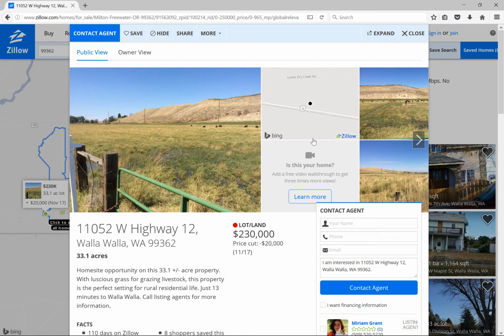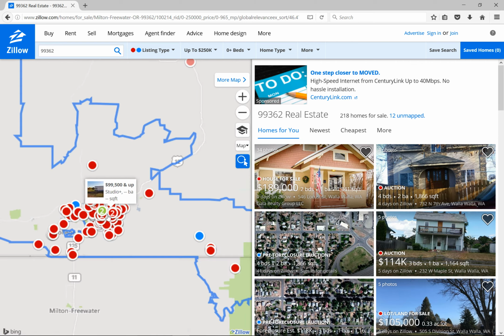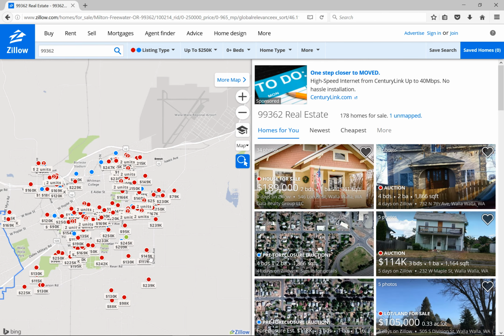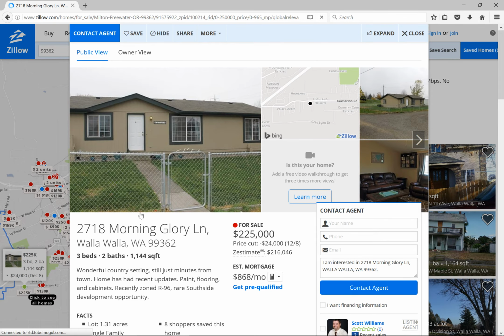It's just a piece of land. 33 acres, though. That's nice. Let's see if we can find a house that actually is a house. Oh, for God's sakes. There we go. This one. By George, this one. Yay! Okay, great. Cool. 1.3 acres. Lovely.